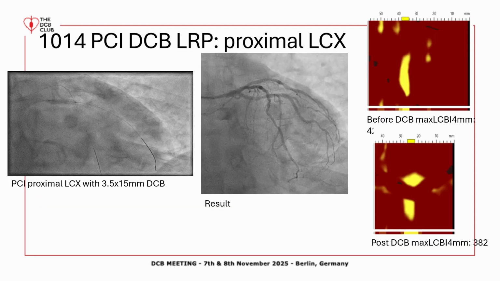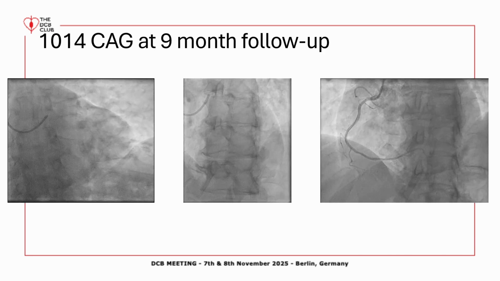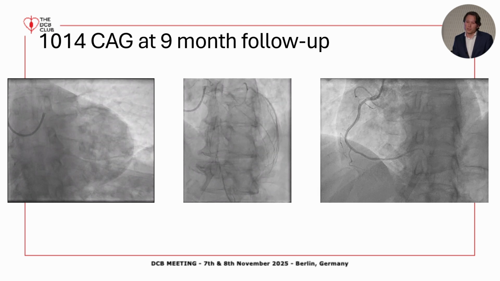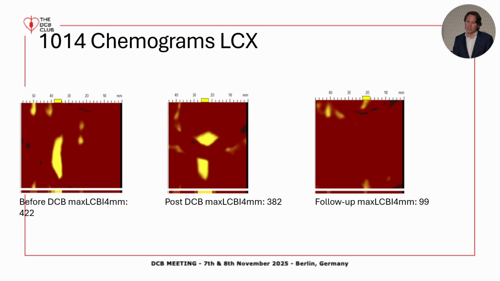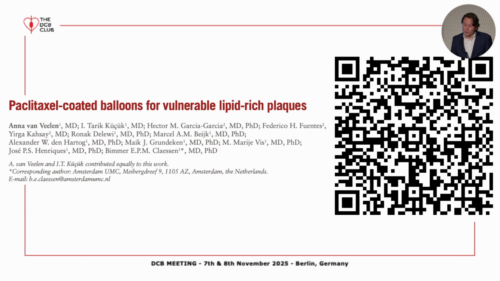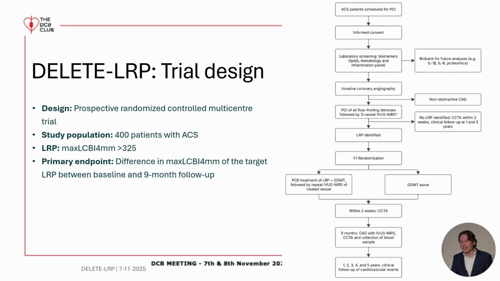In this case, as part of the study, we treated it with a SeQuent Please Neo paclitaxel-coated balloon, and then immediately after we repeated the IVUS NIRS, and there's only a minimal change in the max LCBI, it went from 425 to 382. We brought the patient back after 9 months with angiographically good results, no differences compared to the result at the initial procedure, but now at 9 months, the LRP has almost completely resolved. This experience of the first 20 patients is published in EuroIntervention last year, and we are currently investigating this in a randomized controlled trial called the LEAD LRP.